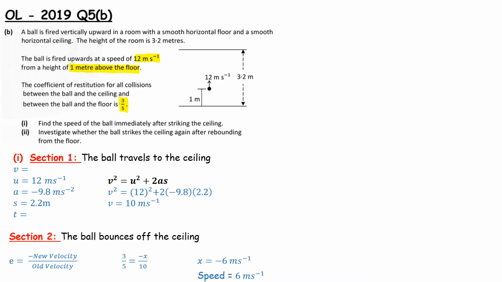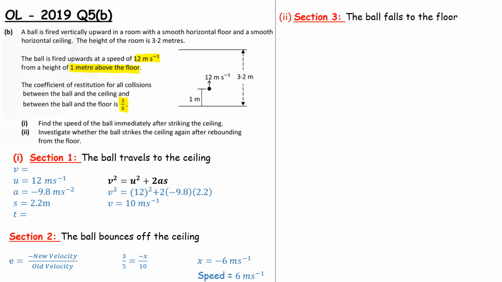So the second question then says, investigate whether the ball strikes the ceiling again after rebounding. So now we need to understand a few more sections. We have the drop from the ceiling. We have the bounce on the floor. We then have the travel back up. So we have 3 more sections.